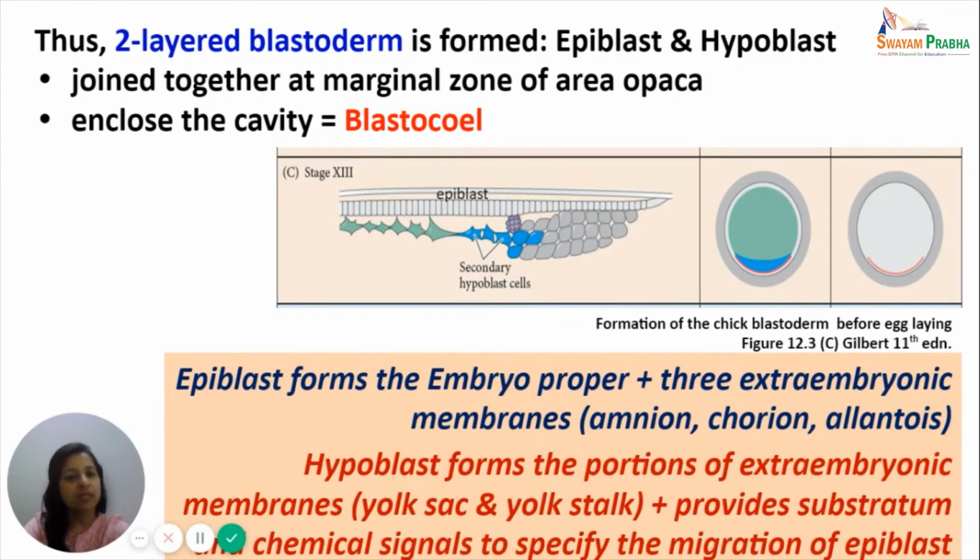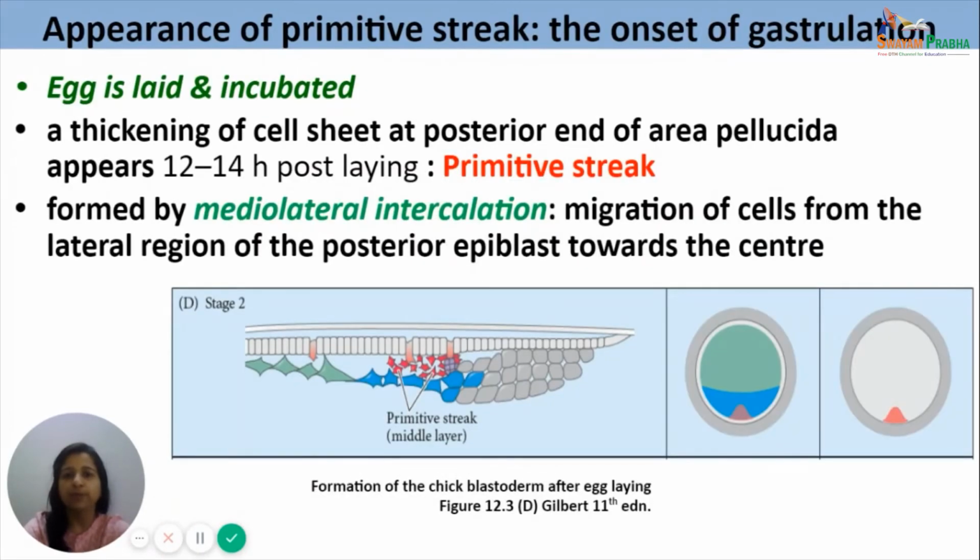However, hypoblast does not contribute to the formation of the embryo proper. It is only the epiblast which will form the embryo. The onset of gastrulation is marked by the appearance of the primitive streak.